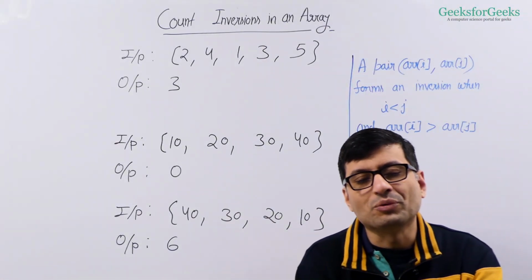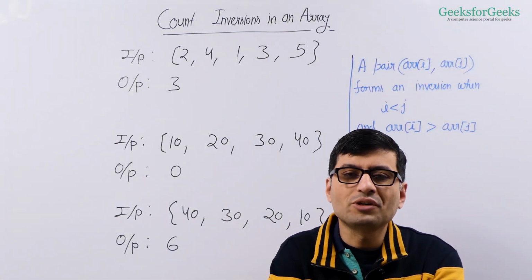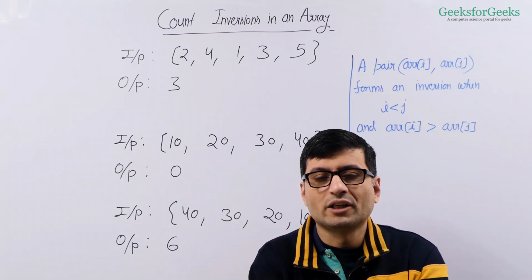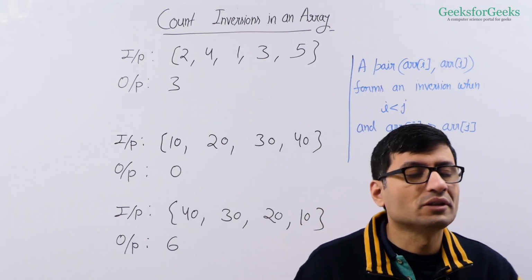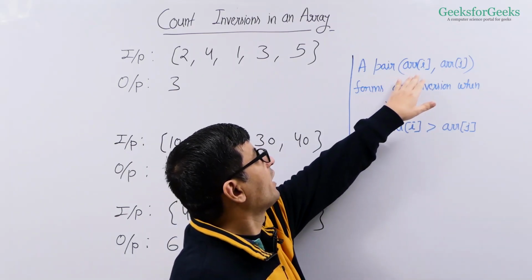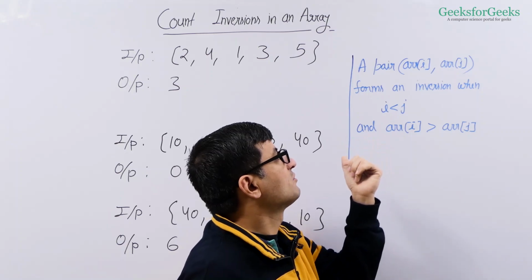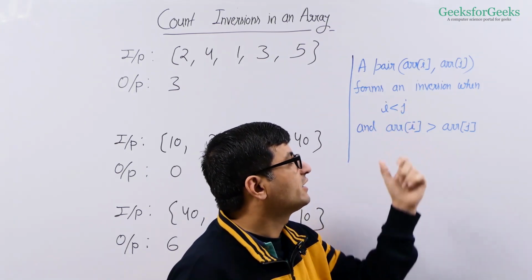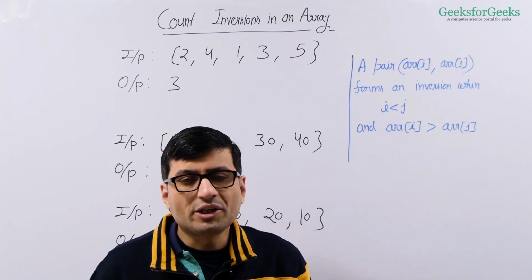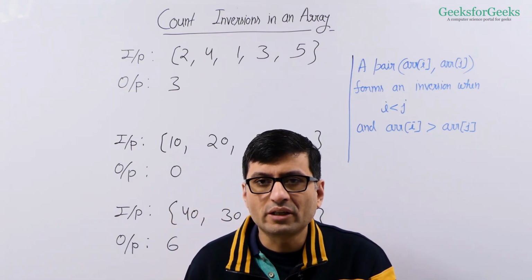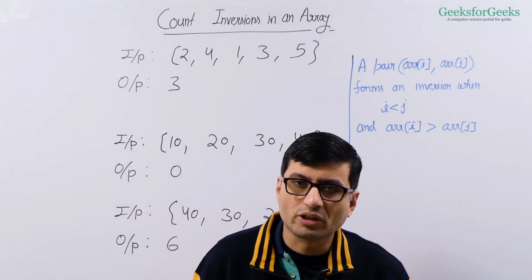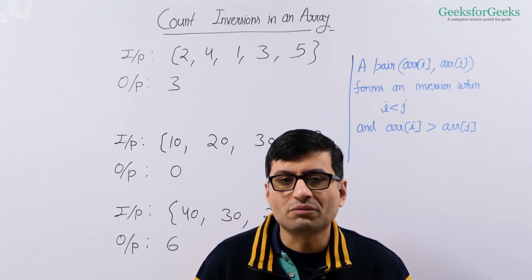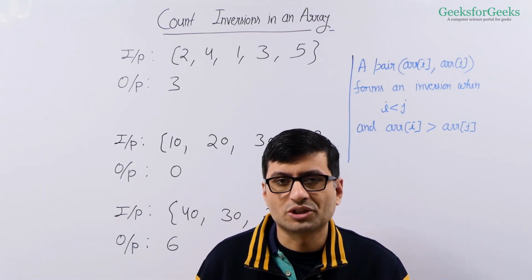Hi, in this video we are going to talk about this problem, count inversions in an array. Let us first define what an inversion is. A pair array[i] and array[j] is called an inversion if i is smaller than j and array[i] is greater than array[j]. It means a greater element appears before a smaller element. If that happens, then we call these two elements an inversion.